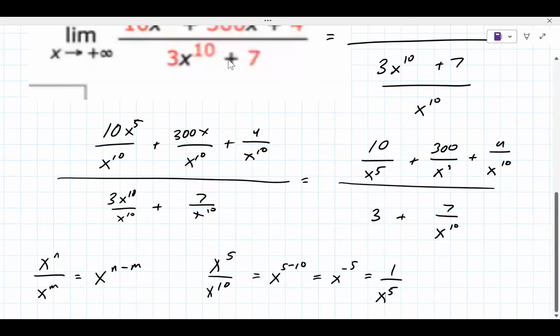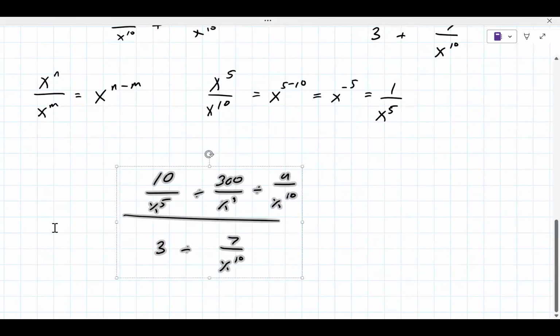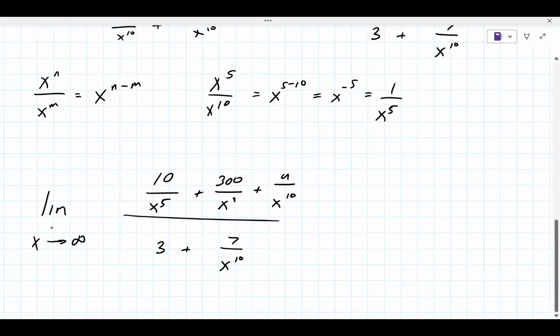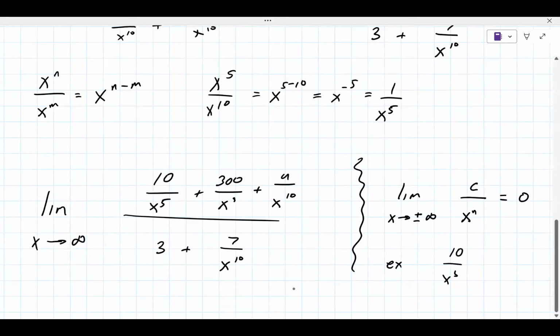Yes. And that's why, I'm all about giving you what you want, meaning what do you need here to be successful in this course? So you're still doing the limit as x goes to infinity. And then off to the side here, there's this property that says the limit as x goes to either plus or minus infinity of c over x to the n always goes to 0. Zero. So some examples would be like 10 over x to the fifth.